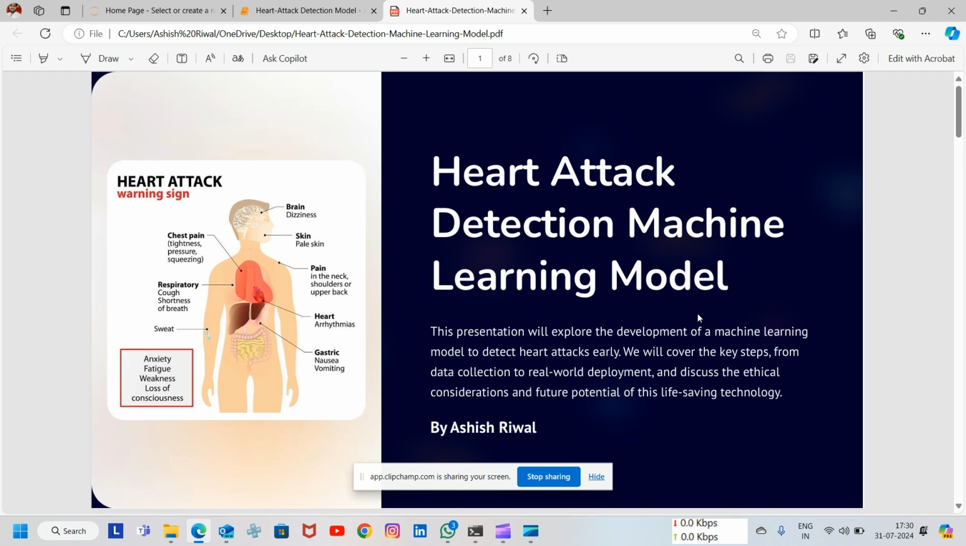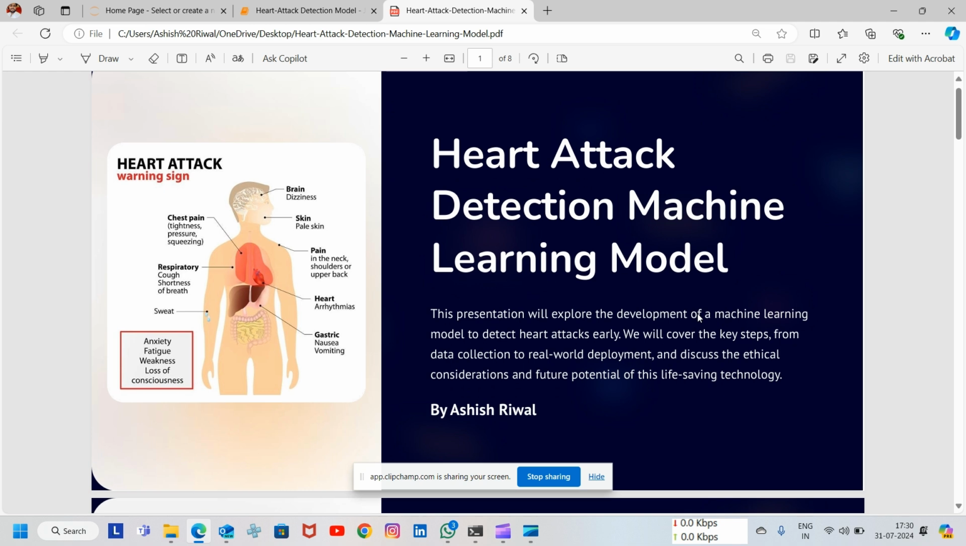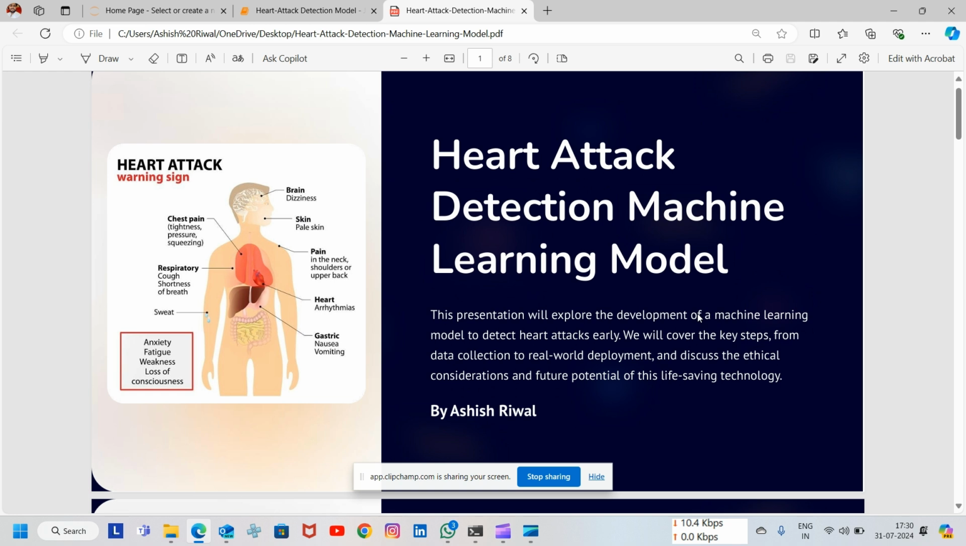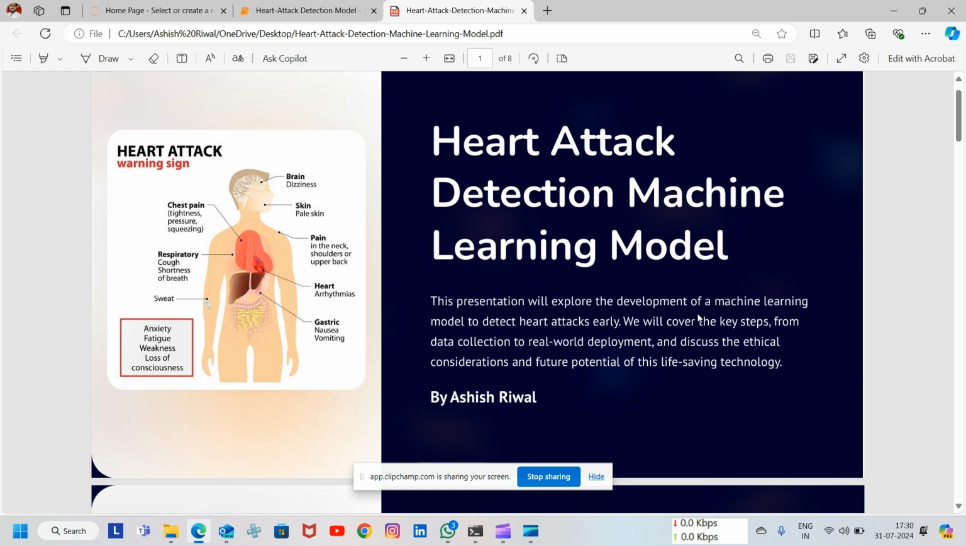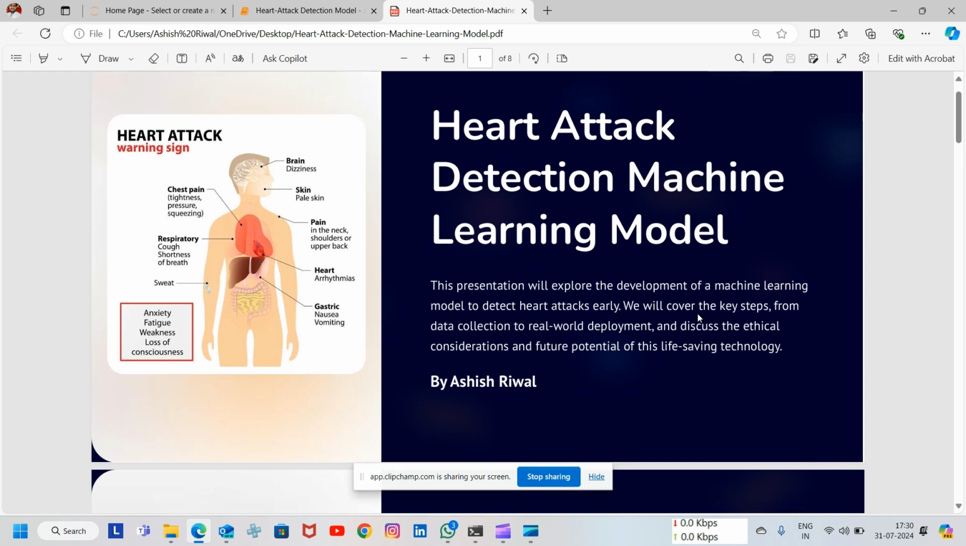This is the first introduction page. This presentation will explore the development of a machine learning model to detect heart attacks early, meaning we can detect heart attacks early. We will cover the key steps from data collection to real world deployment and discuss the ethical considerations and future potential of this life saving technology.